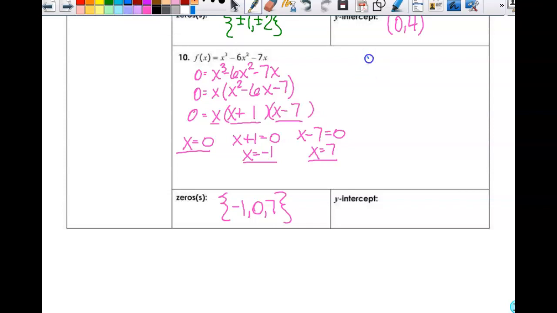All right, so then I need f of 0. Well, if I substitute 0 in, I get 0, 0, 0. It's 0. Here's the other thing. Anytime you have a 0 that's 0, like one of your x-intercepts is 0, then your y-intercept is going to be 0, 0. It has to be. Okay? Yes?